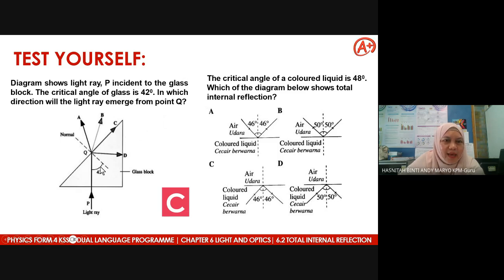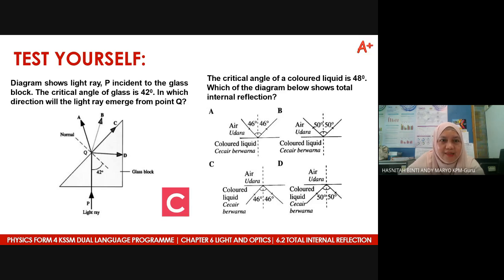Okay, let's say we put an angle here. If the angle of incidence is 41 degrees, where will the light ray go? It will go to B, refracted away from the normal. But if the angle of incidence here is 40 degrees, greater than the critical angle, what happens? Total internal reflection will occur, so it will travel through D.